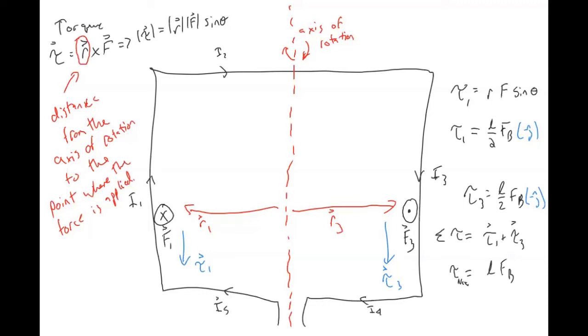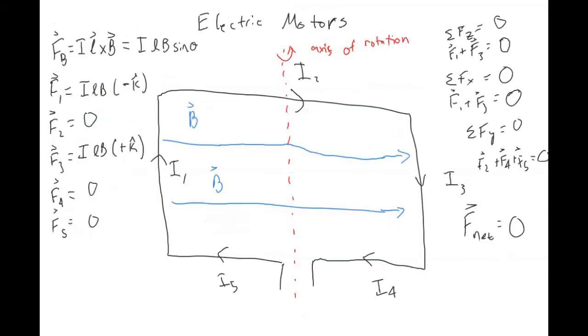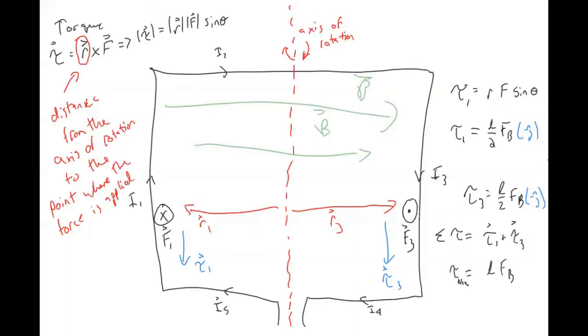And so remember, there was a magnetic field that was pointing to the right. And if we plug in the value for the force that we had, which was ILB, into this torque equation, then the net torque, which was in the negative J direction, would be I L squared B in the negative J hat direction.